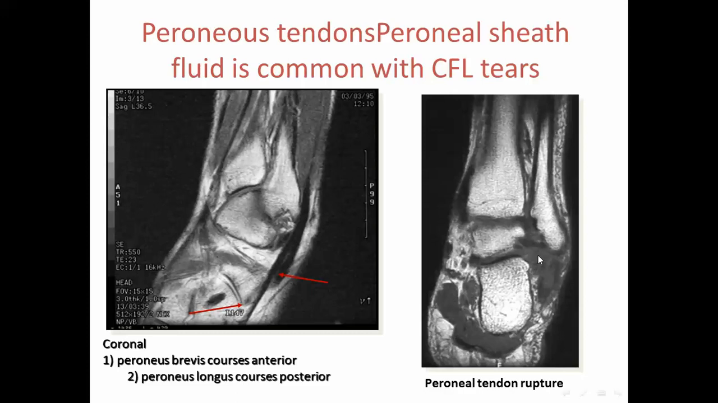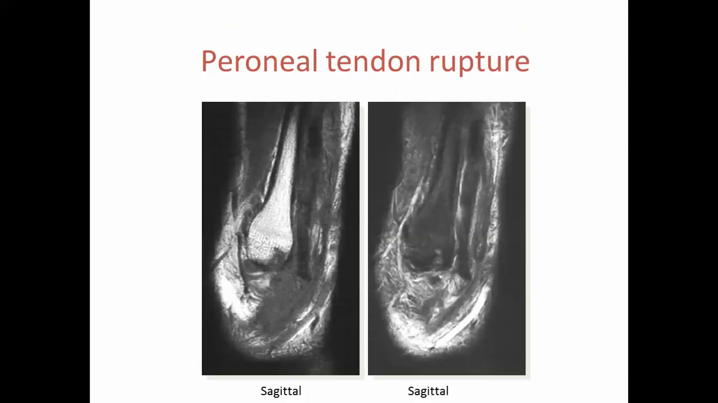In this image, the tendons are ruptured because there is some fracture here. In this one, this is the normal: this is the peroneus brevis, which courses anterior, and this is the peroneus longus, which courses posterior. Now, this again, rupture of the peroneae was interruption.